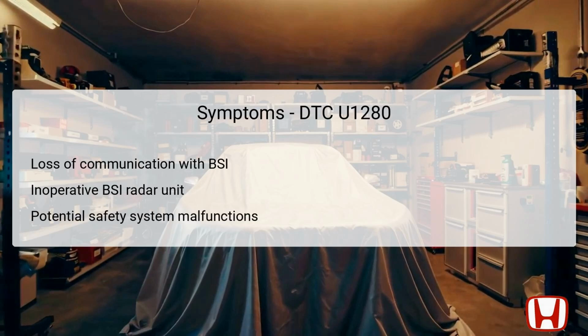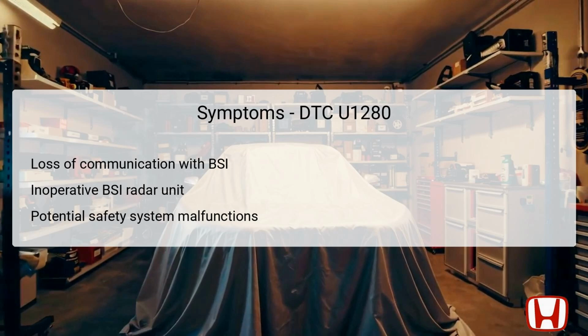Drivers may experience several symptoms when DTC U1280 is present in a 2017 to 2022 Honda CRV. Most notably, there may be a loss of communication with the BSI radar unit, which can render specific features inoperative, such as adaptive cruise control or other safety sensors relying on this unit.